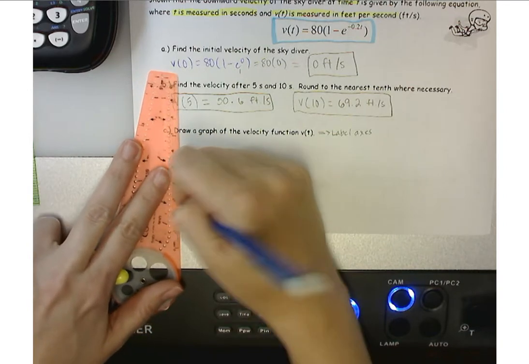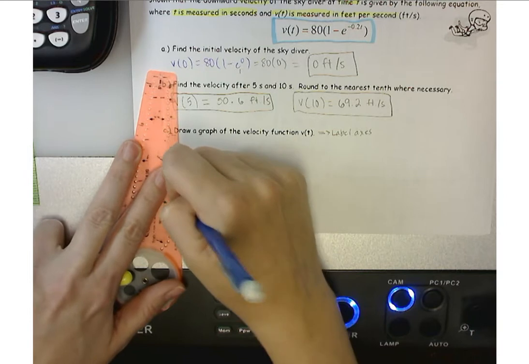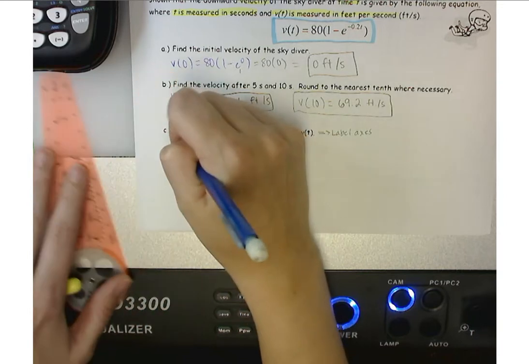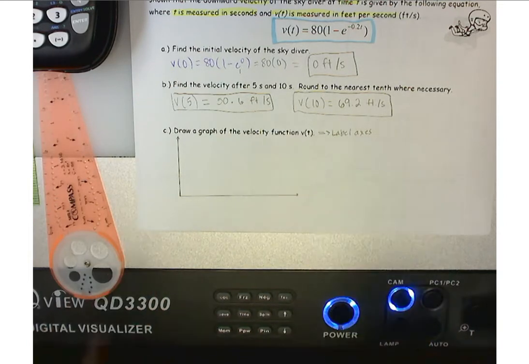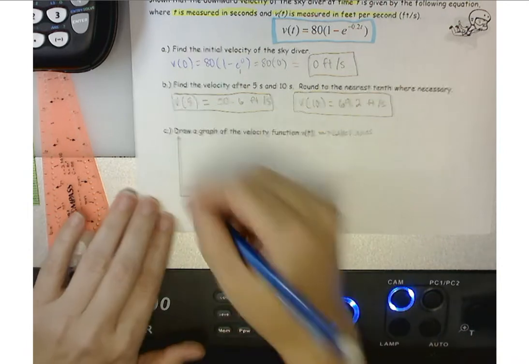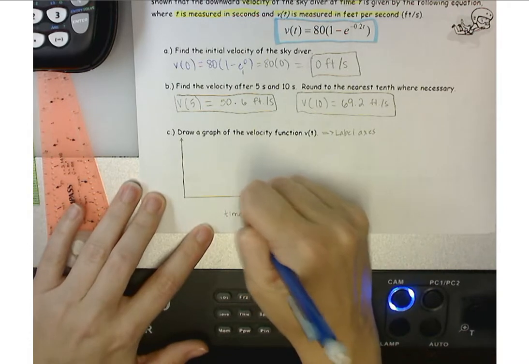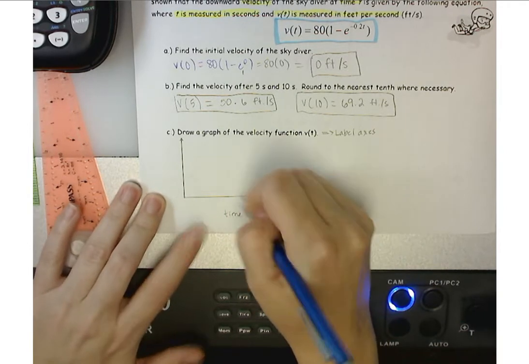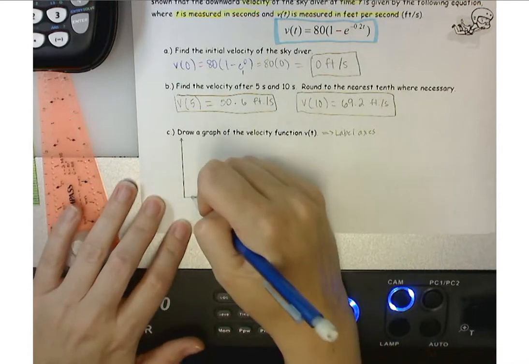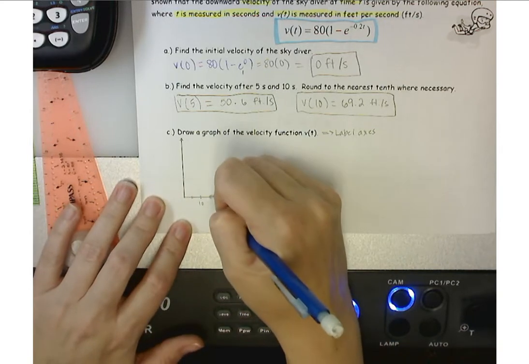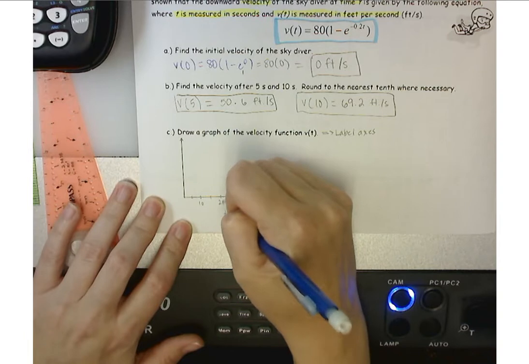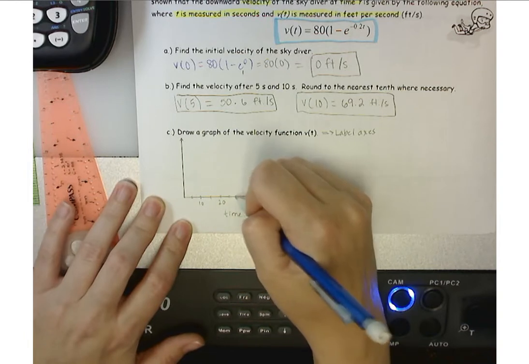And then my y-axis, I want to go up to what? Yeah. Okay, so then this is my time in seconds. And then I can go by 5. So 5, 10, 15, 20. Oh, if you went by 10s, that's fine. You didn't go by 1s, right?